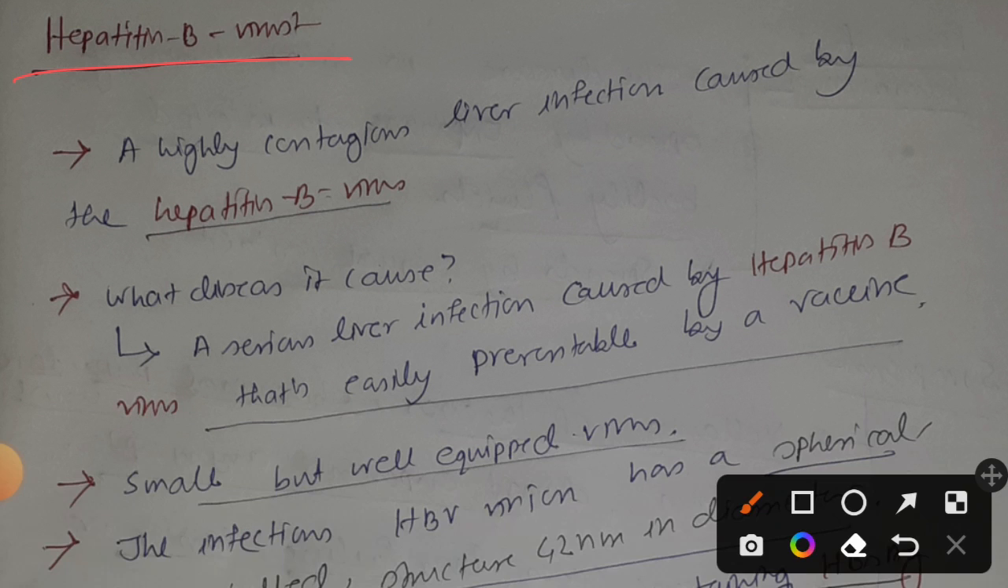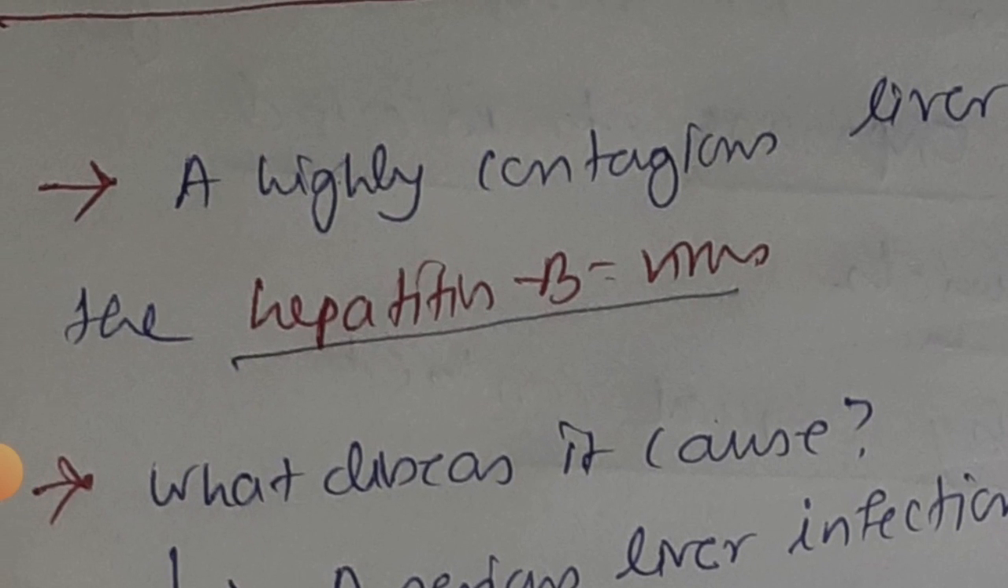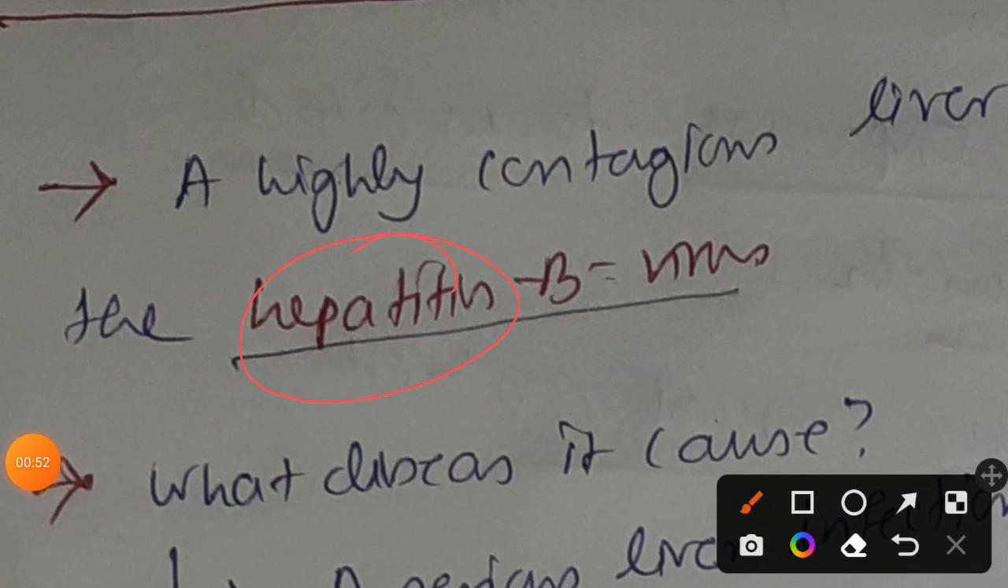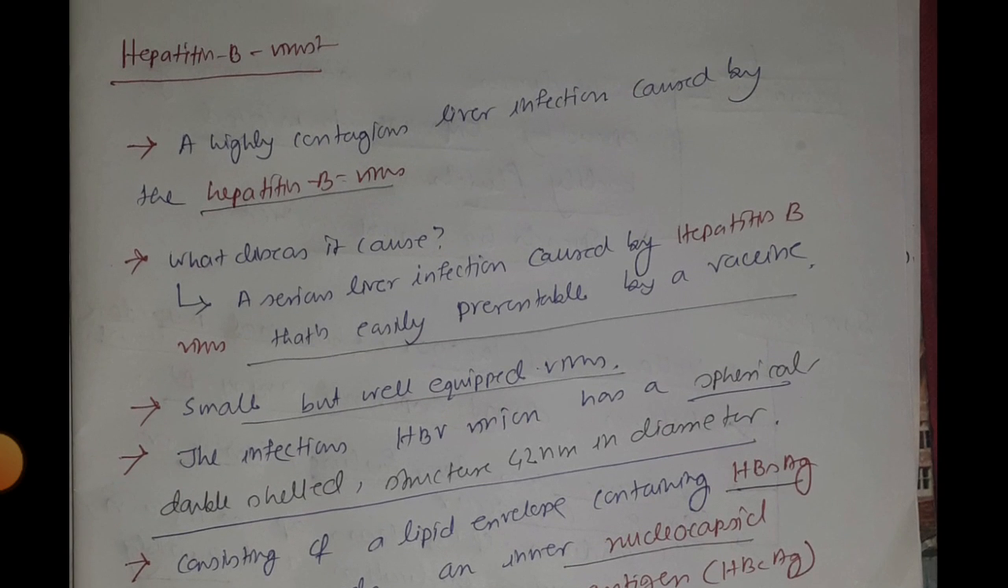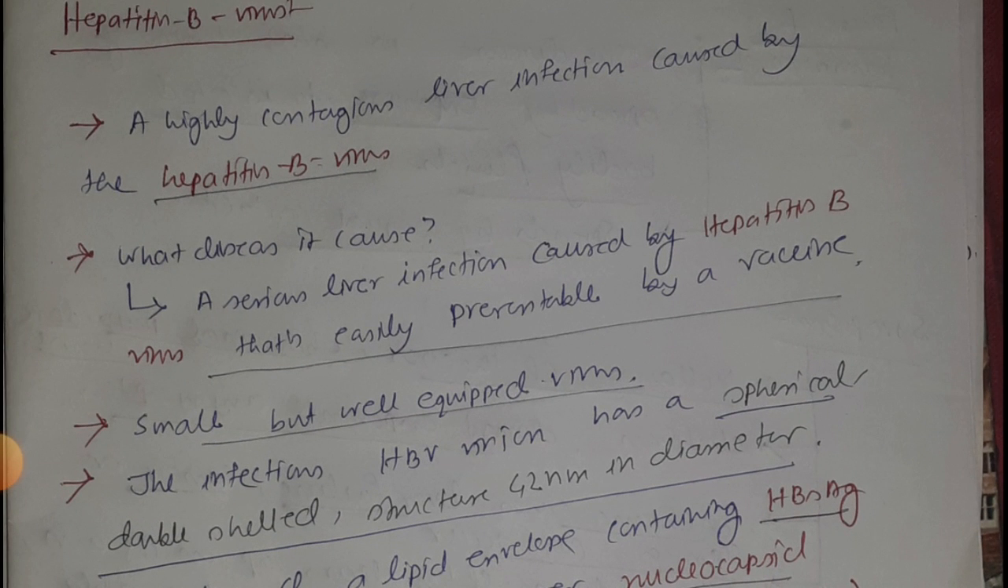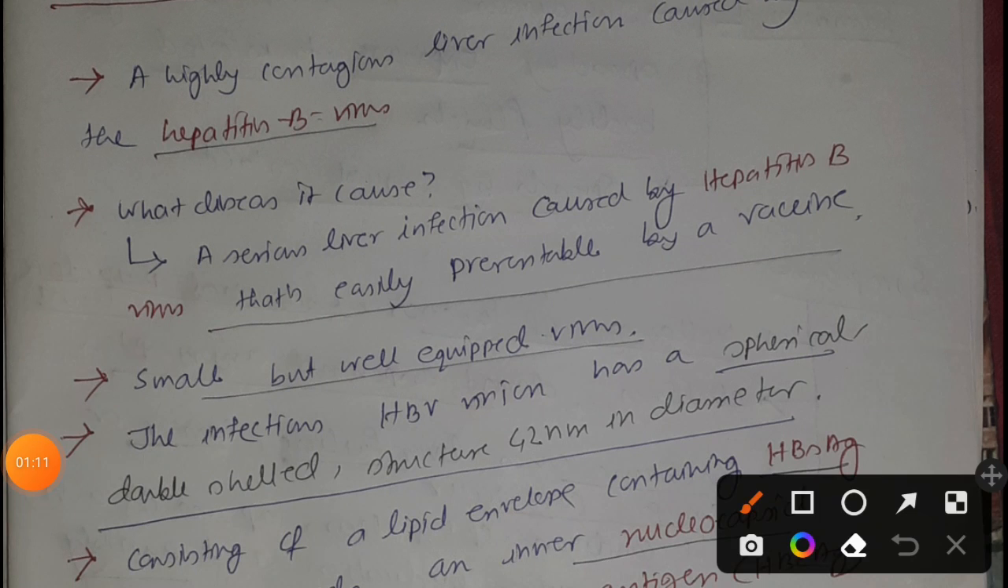The highly contagious liver infection is caused by hepatitis B virus. Remember one thing: whenever you find hepatitis, as its name suggests, it targets hepatocytes. Hepatocyte means obviously liver. That means in every case, whether it is hepatitis A or hepatitis B virus, it will target the liver. So it is a serious liver infection caused by hepatitis B virus, and it can be easily prevented by vaccine.